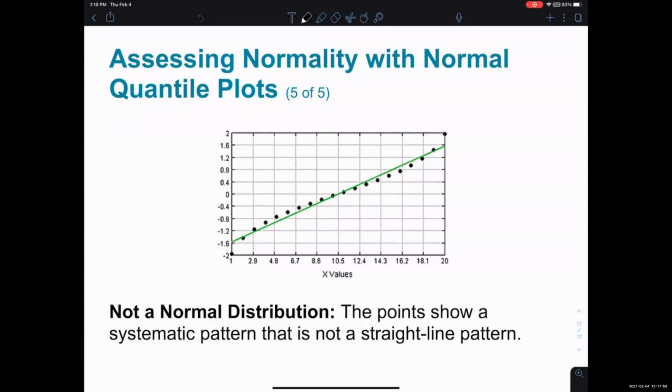So the pattern has to be linear. Like it has to either go fully positive or fully negative. You can't have it start positive and go negative or start negative and go positive. Not in a systematic way.